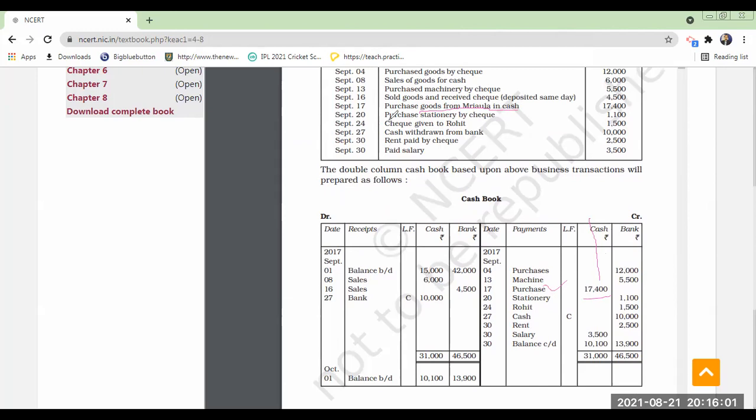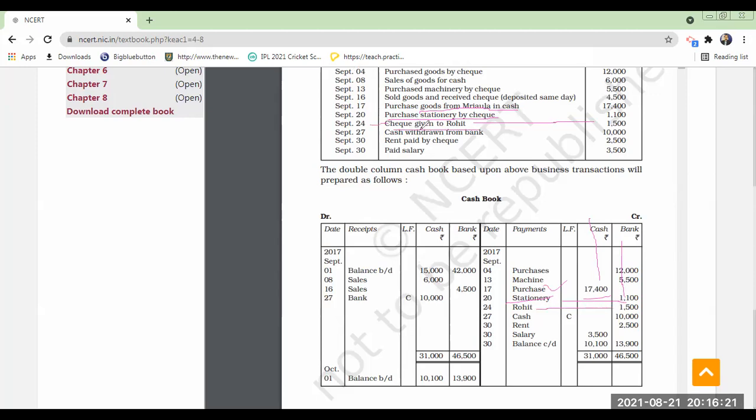Next, stationery by check. Now you see, stationery you will mention. Check means you will mention that amount in the bank column. Check given to Rohit, so you issued a check to him, which means your bank balance will reduce. The same day you will mention 24.